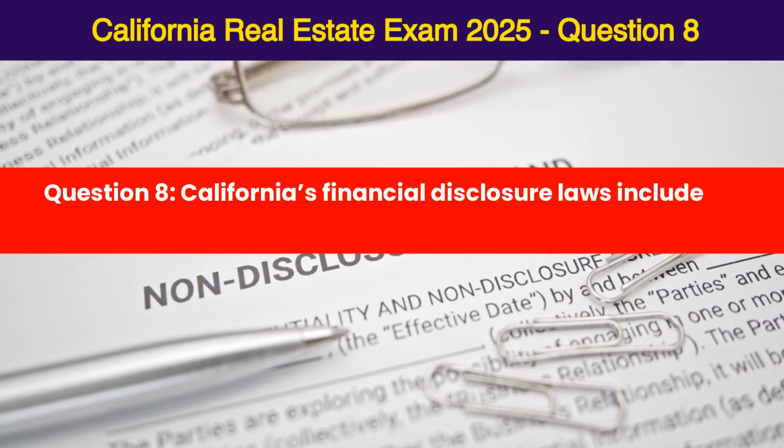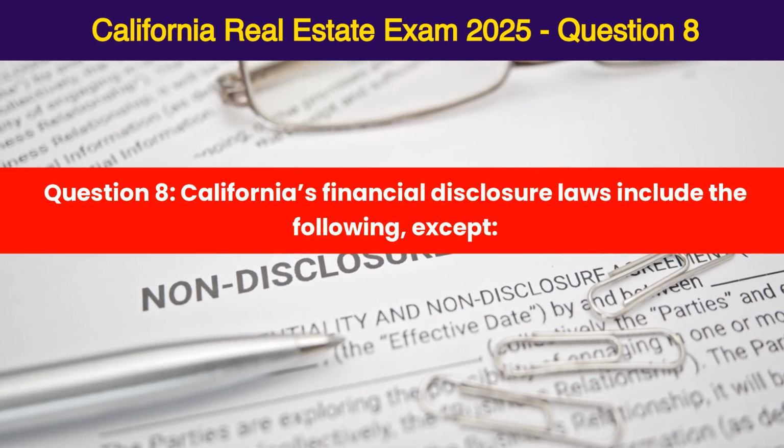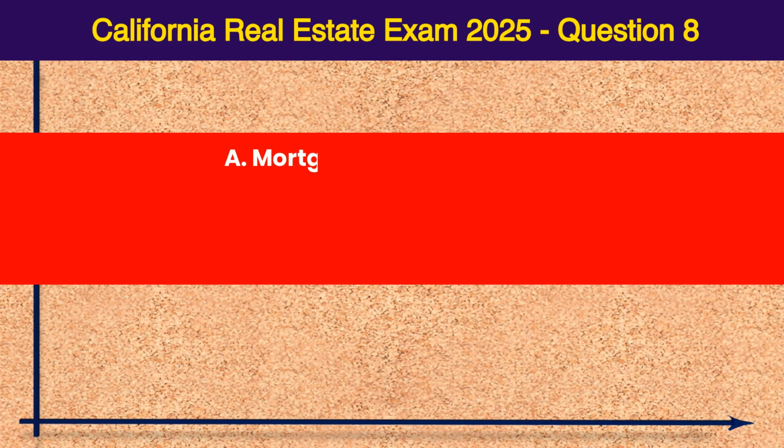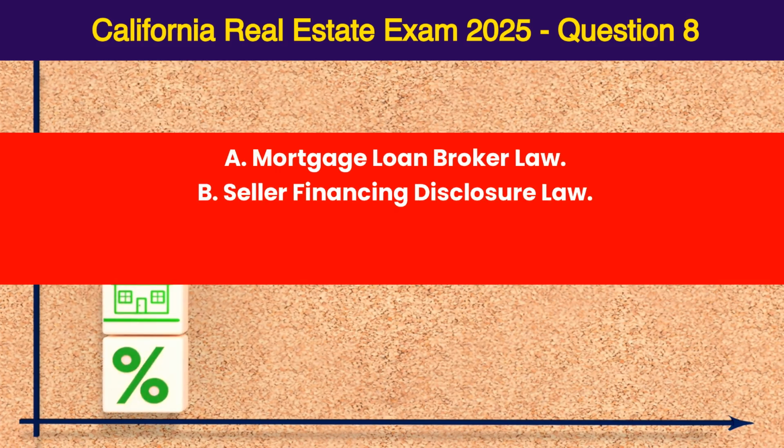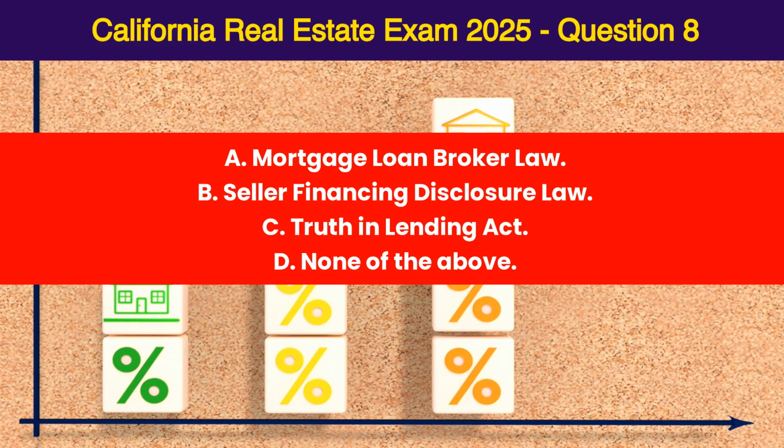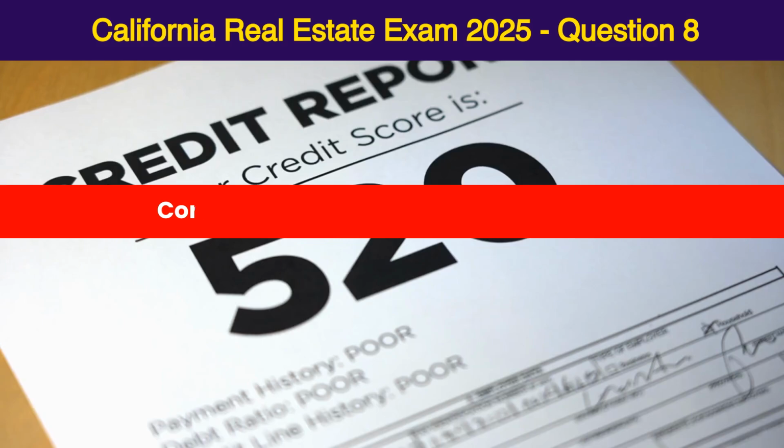Question 8. California's financial disclosure laws include the following, except A. Mortgage loan broker law, B. Seller financing disclosure law, C. Truth in Lending Act, D. None of the above. Correct answer is C.